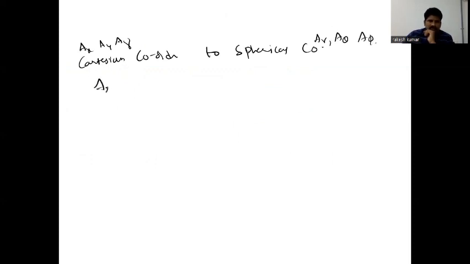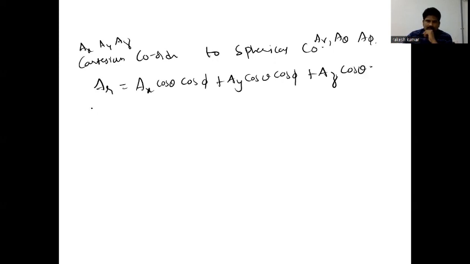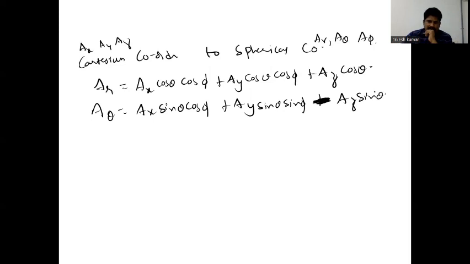Therefore, the expression for Ar, which we have already studied in electromagnetic fields, is: Ar is equal to Ax cos theta cos phi plus Ay cos theta sin phi plus Az cos theta. A theta is equal to Ax sin theta cos phi plus Ay sin theta sin phi minus Az sin theta. And A phi is equal to minus Ax sin theta cos phi.